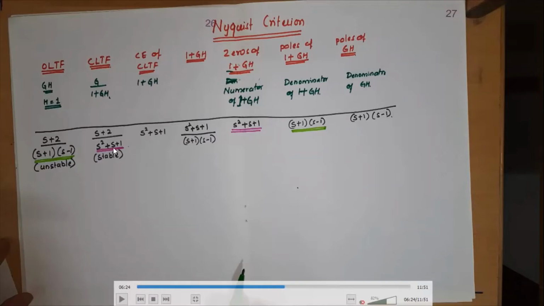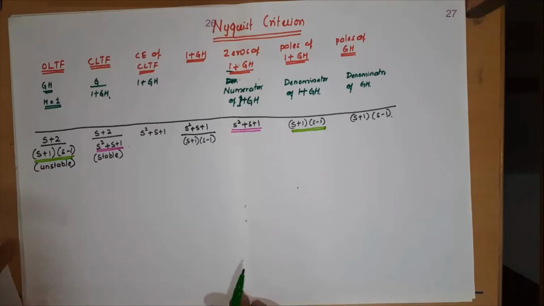This pink color and pink color are similar. Similarly, the green color, poles of 1 plus gh, that is s plus 1, s minus 1, are the same as poles of gh.